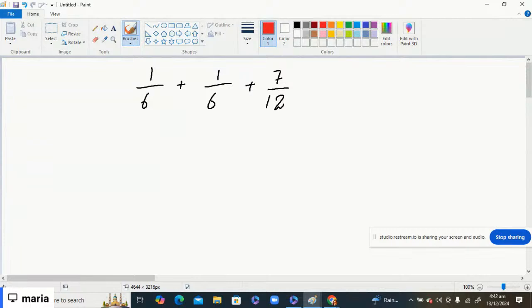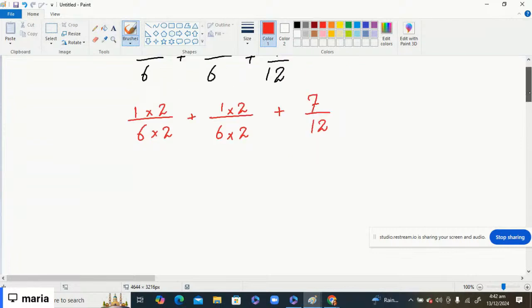So what we do, we're going to make these smaller numbers 6 and 6 equal to 12. How does it become equal to 12? We are going to multiply and divide with the number 2. 6 times 2 is 12. That's the reason we are going to multiply and divide 1 by 6 with 2 and 2, 1 by 6 with 2 and 2, plus 7 by 12.